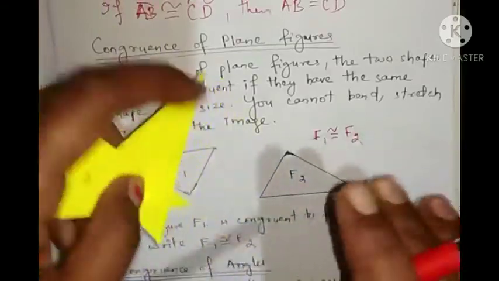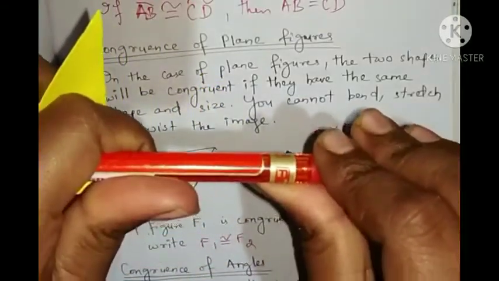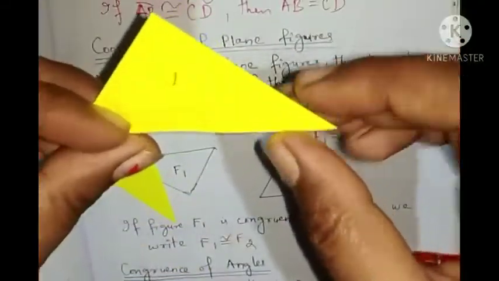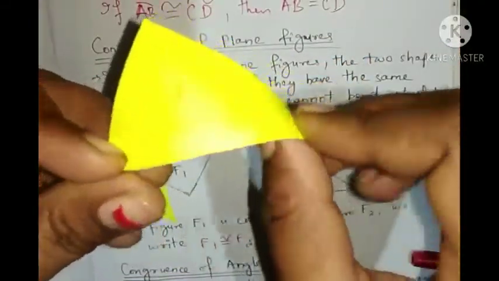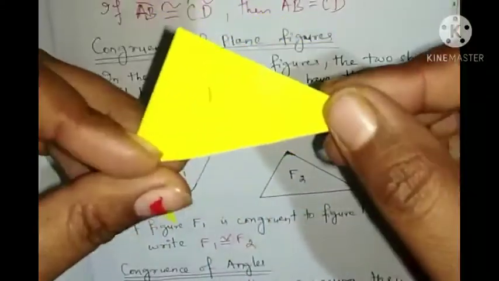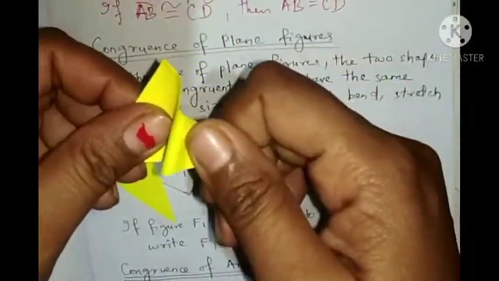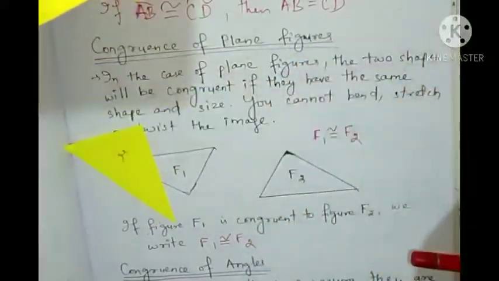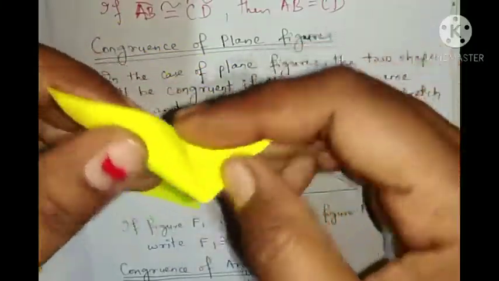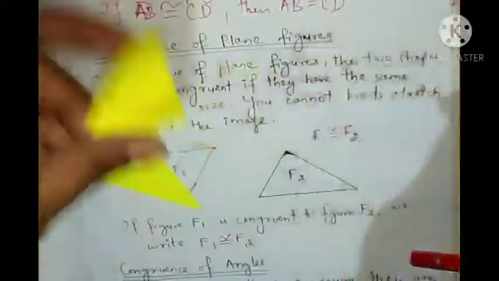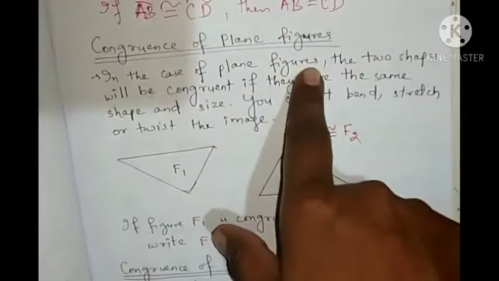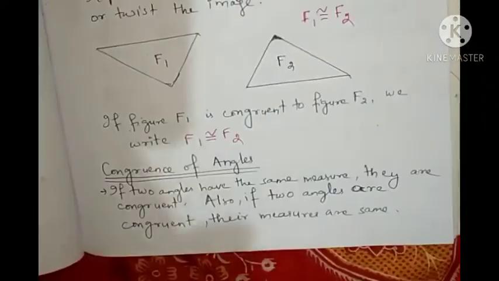Bending means turning or folding. I'll show it. What is bend? This is bend, if you are turning like this. And stretch means like rubber, you are stretching. Okay, like this, this is stretching. And twisting means like I will twist. This is twisting. So we have not bent, we have not stretched, we have not twisted. Without this, we can know that plane figures are congruent.